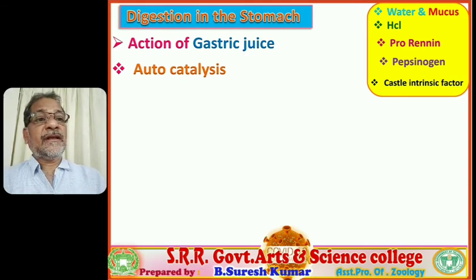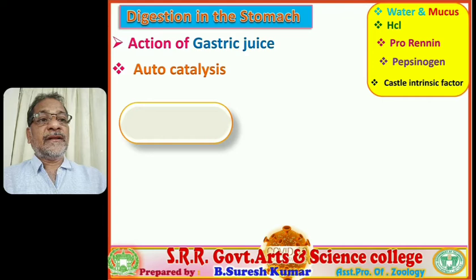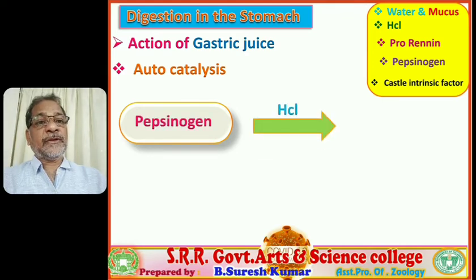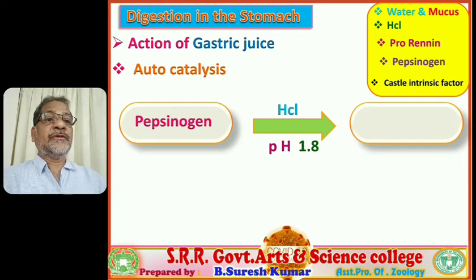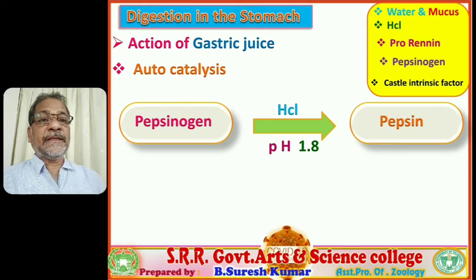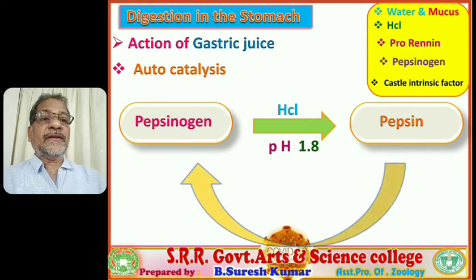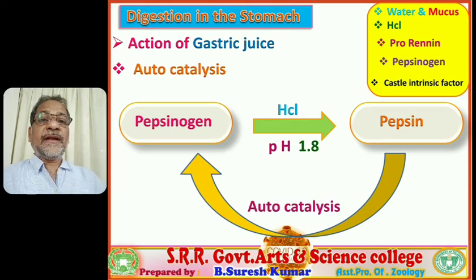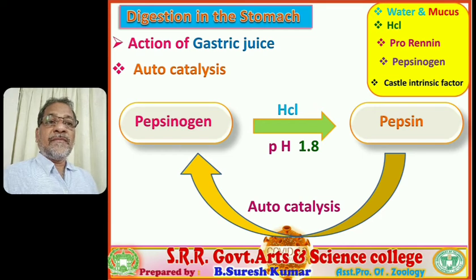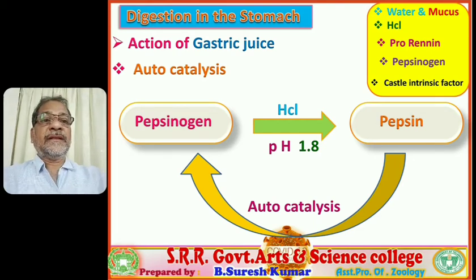What is autocatalysis? Whatever pepsin is produced, that pepsin itself acts on pepsinogen. You observe, the pepsin enzyme is produced with the action of HCl. Now the pepsin enzyme itself acts on pepsinogen and converts it into the active form, pepsin. That phenomenon is called autocatalysis. So in autocatalysis, the active pepsin again acts on inactive pepsinogen and turns it into pepsin. That is autocatalysis. Followed. Right. Next.